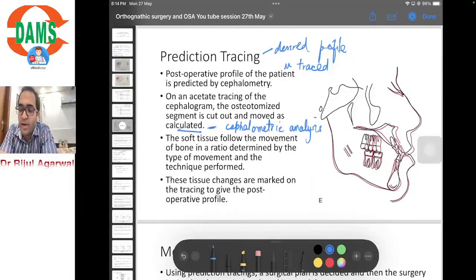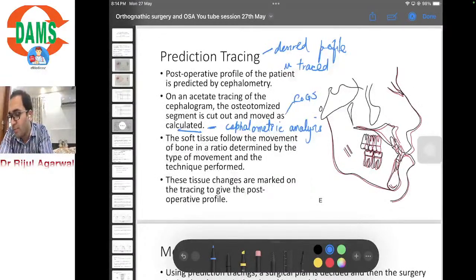And what was the cephalometric analysis? If you all remember from your lateral ceph analysis, that is the COGS analysis. What does COGS stand for? Cephalometry for orthognathic surgery. So from the COGS values, these segments are moved accordingly and they are traced. The soft tissue changes are marked on the tracing to give the post-operative profile of the patient. Okay, I hope it's clear. So this is the prediction tracing, which is done on the lateral cephalogram.